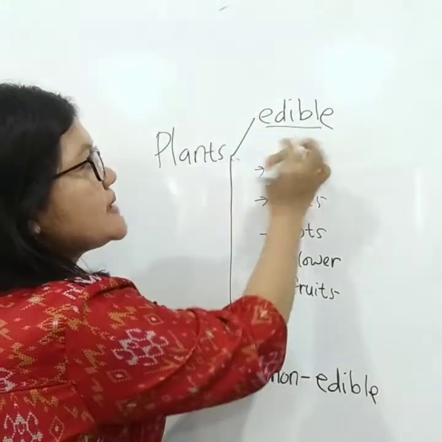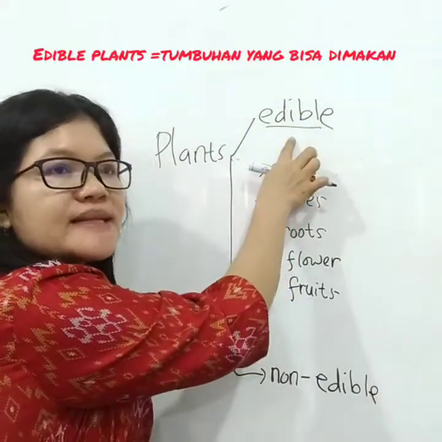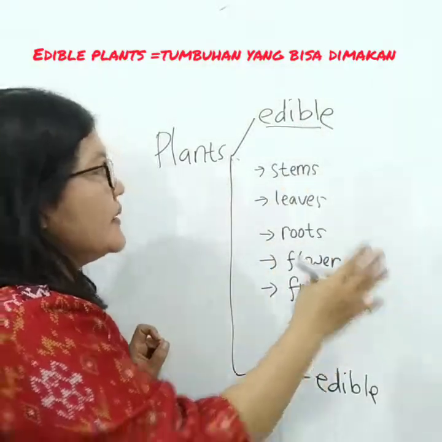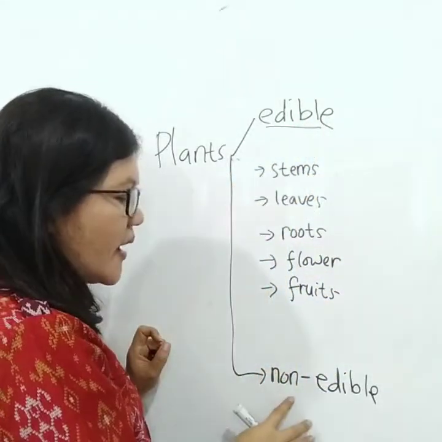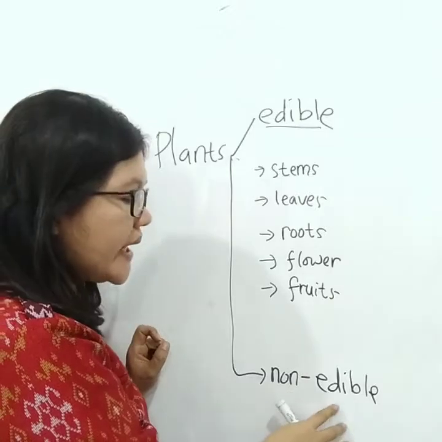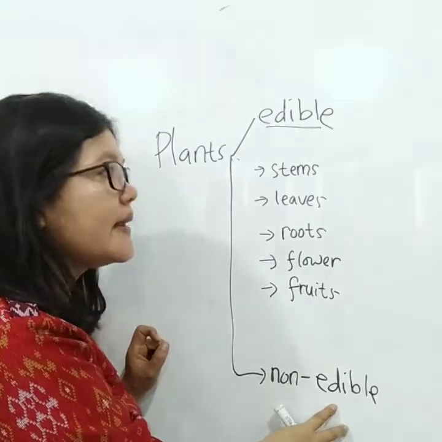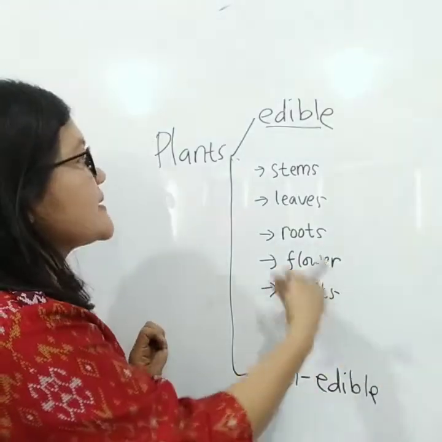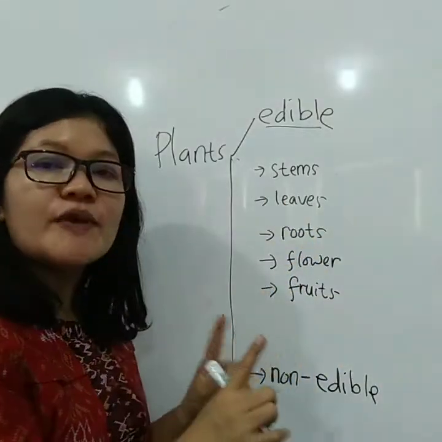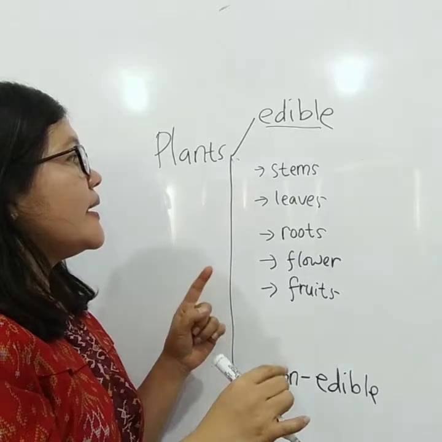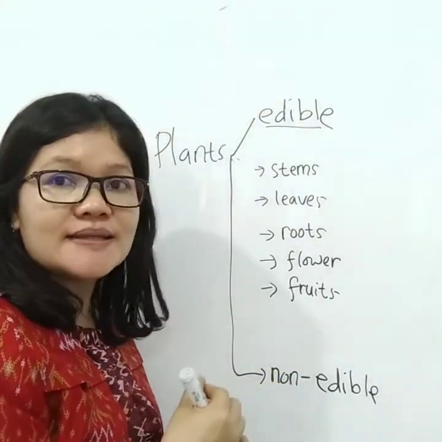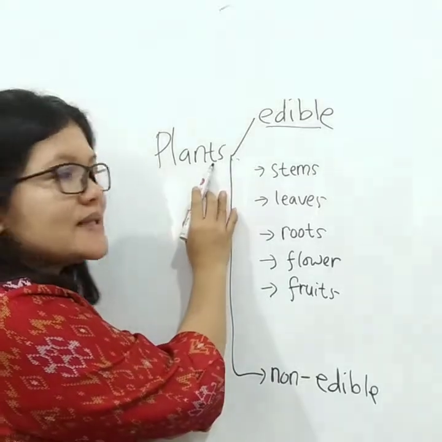So what are edible plants? Edible plants means plants that we can eat. Sometimes plants are non-edible. Non-edible plants means plants that we cannot eat. Next, what parts of the plants are edible, or can be eaten by us? What parts of the plants?